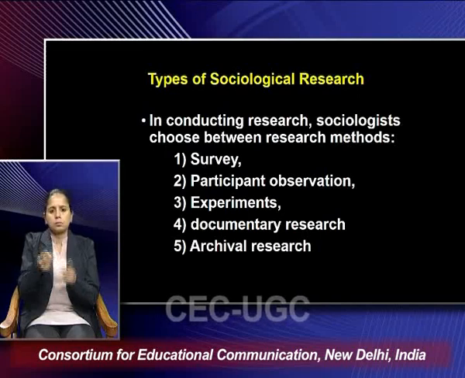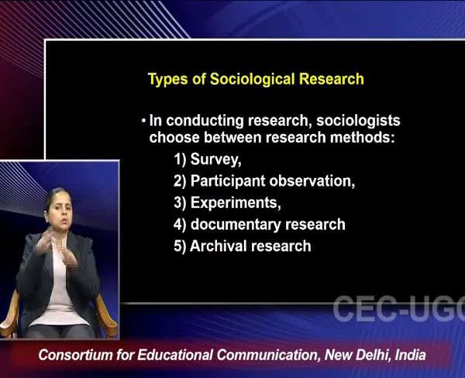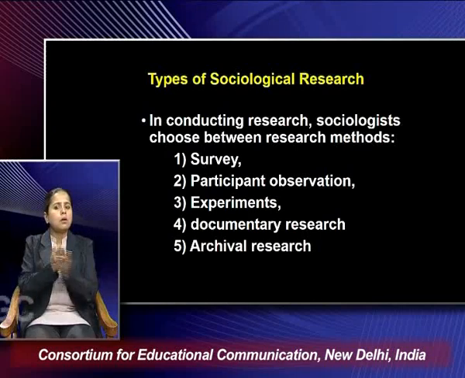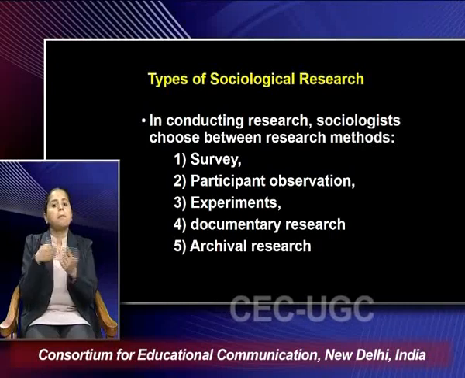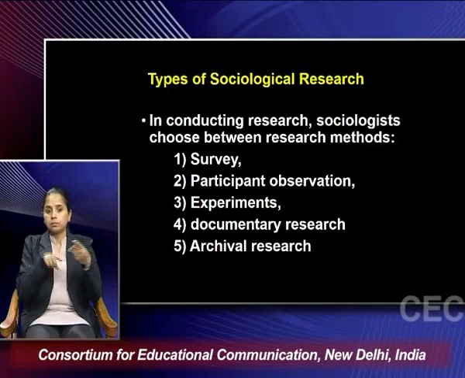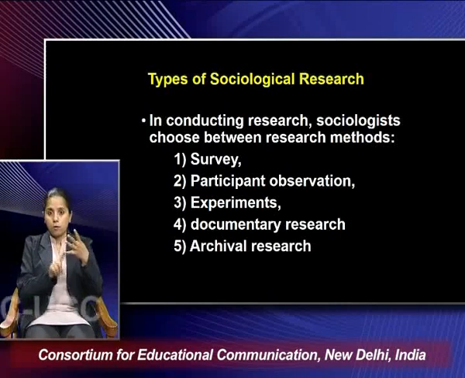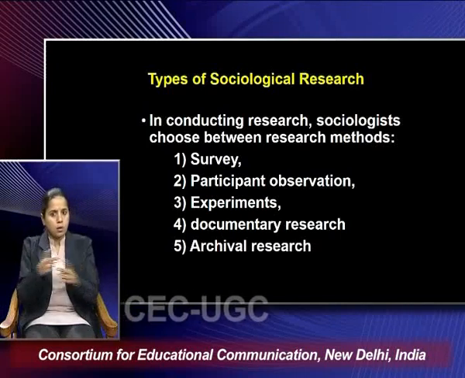Now we'll try to understand the different types of sociological research. So the major research types are: number 1, survey; number 2, participant observation; number 3, experiments; number 4, documentary research; number 5, archival research. Now a researcher may use one or multiple of them to find out what they are interested in studying. Let us look into each one of these.